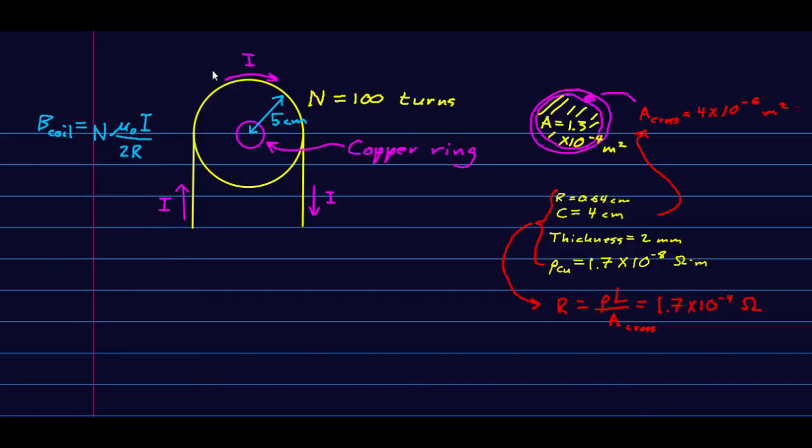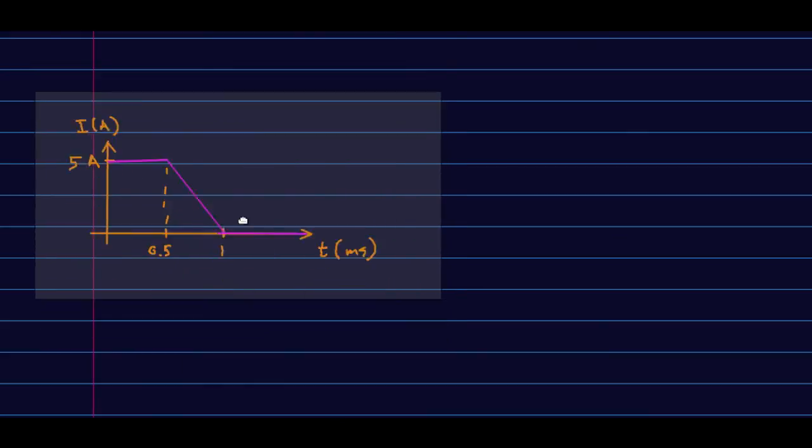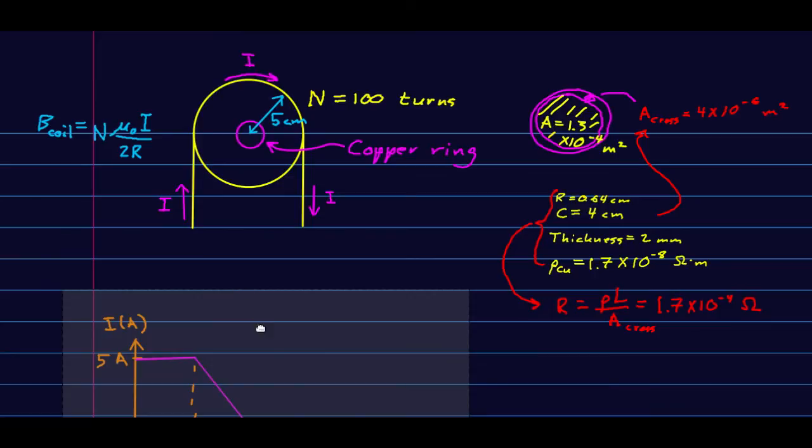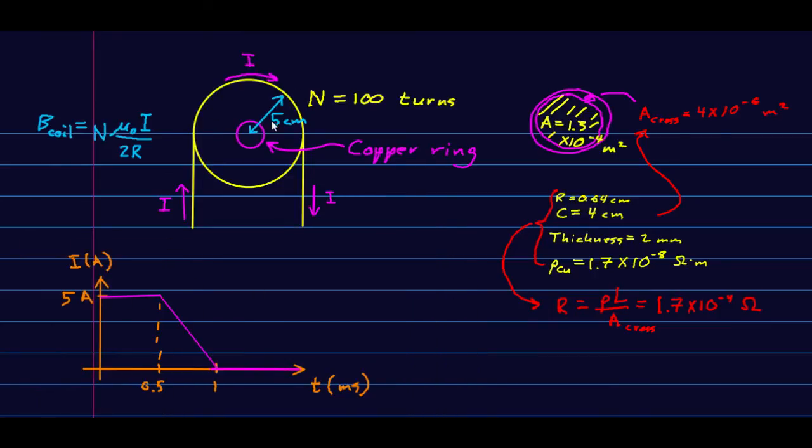What we're now going to do is change this current. So let's say that initially we have 5 amps running in the coil, and we turn it off so it comes to a screeching halt. Now it won't come to a stop instantly, so let's say it takes half of a millisecond to drop from 5 amps to nothing. So there is our graph of current versus time in the coil, and we want to know what happens inside the ring.